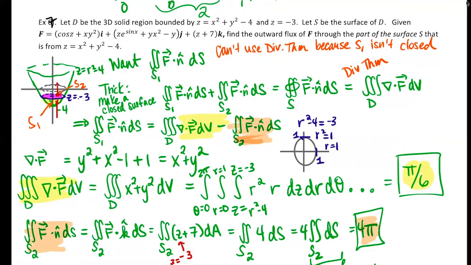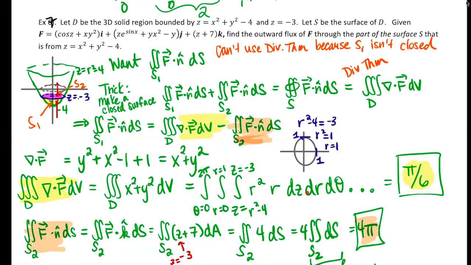To get my bounds, I'm starting with z, shooting an arrow parallel to the z-axis. It's entering along the bowl, which is z equals r squared minus 4. It's exiting along the plane, which is z equals -3. And then the shadow is coming from the intersection of the bowl with the plane, and that's going to have a radius of 1.